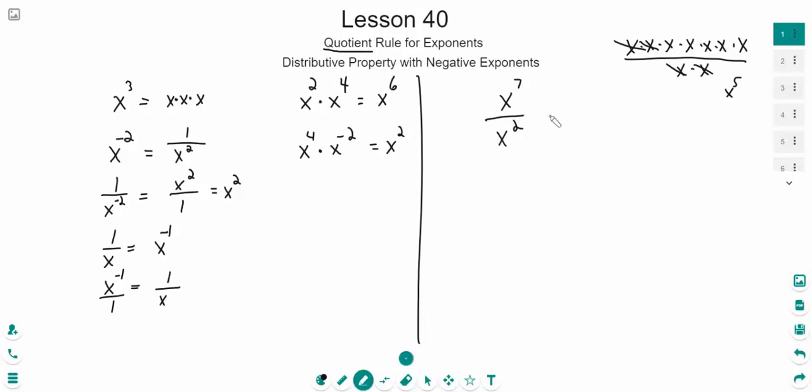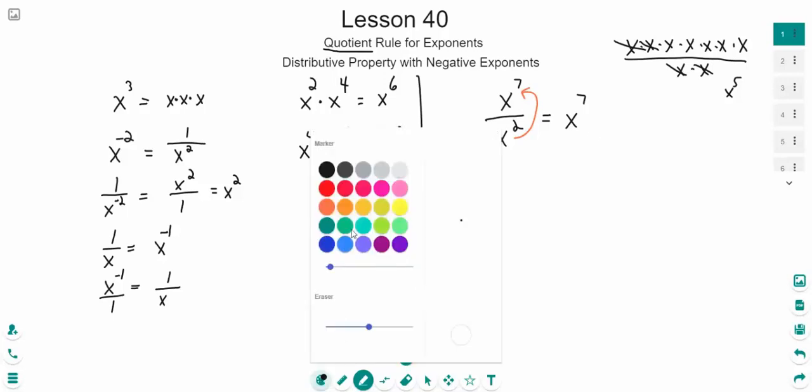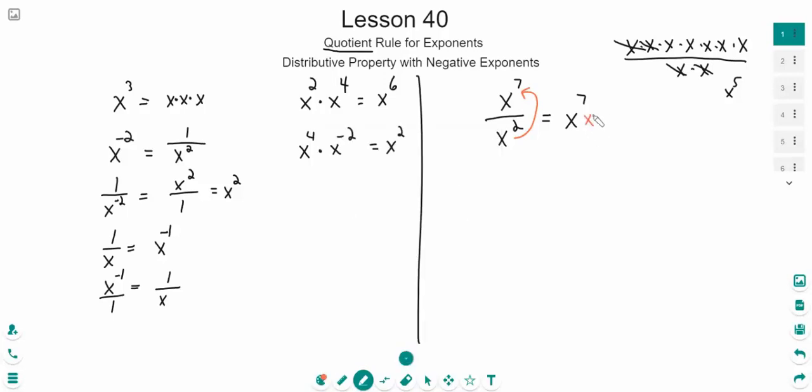Okay, so if we're looking at this, we could think of it as x to the 7th. Well, let's move this x squared up into the numerator. If I want to move that up into the numerator, the sign is going to change, and we're going to end up with x to the 7th times x to the negative 2, right? I took this guy and I moved him up, turning it into a negative 2.